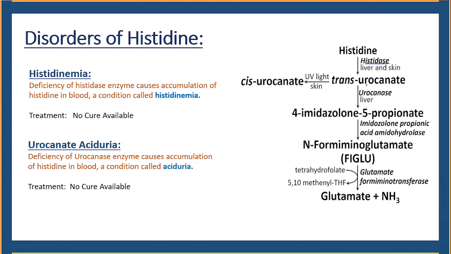As you all know, urocanic acid protects us from UV radiation. Histidine, with the help of the histidase enzyme present in the liver and kidney, is converted into urocanate.